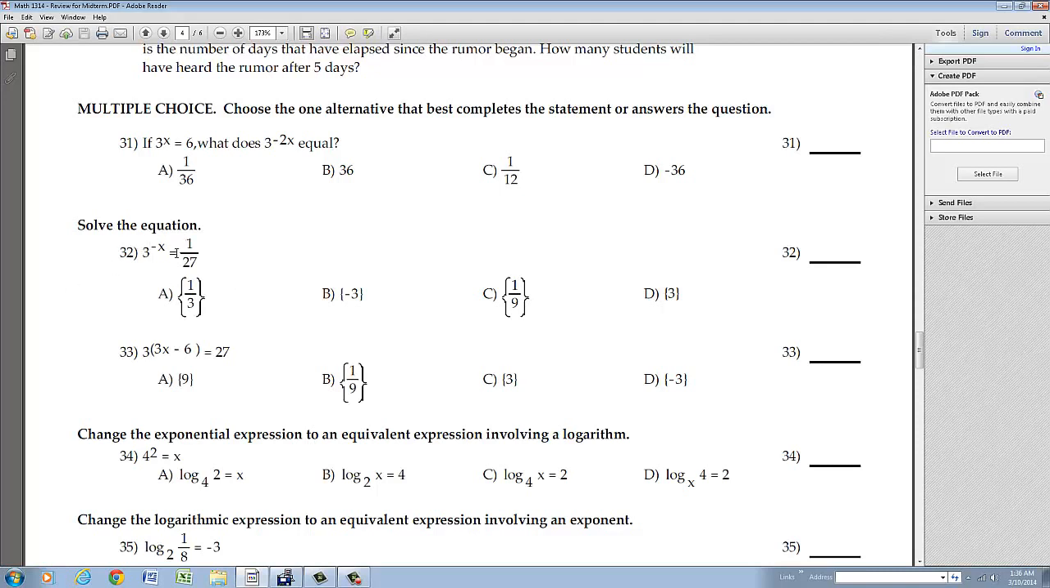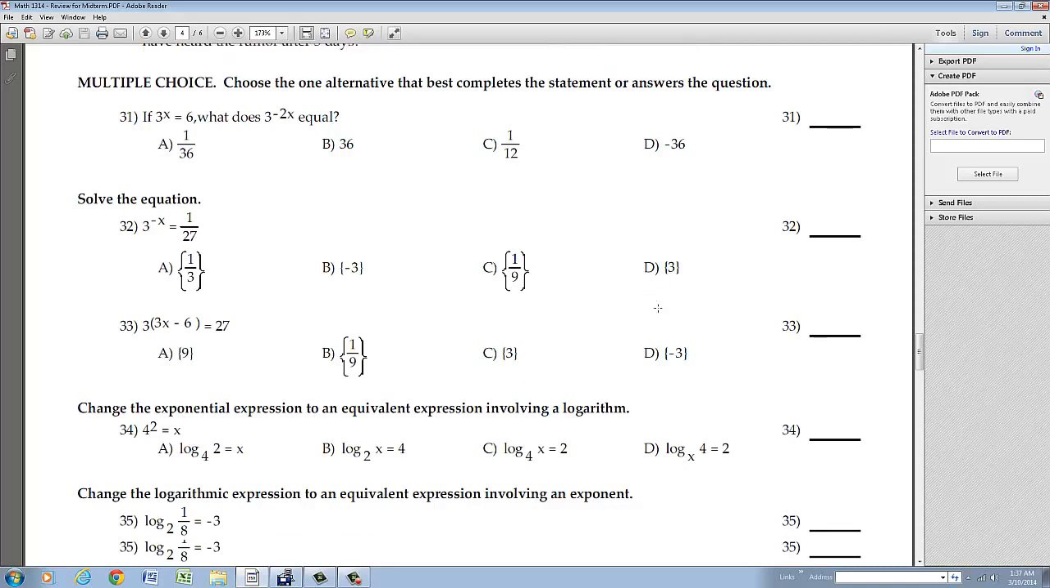Okay, solve the equation. 3 to the negative x is 1 over 27. Well, the easiest way to solve this equation is to write 1 over 27 with the same base. So 1 over 27 is equivalent to 3 to the negative 3. So I have 3 to the negative x, and I have 3 to the negative 3. If the base here and the base here are the same, then the exponents have to be equal. Well, that would tell me that negative x has to be negative 3. If negative x has to be negative 3, then you cancel out the negatives and you get 3. So for 32, the answer is D.